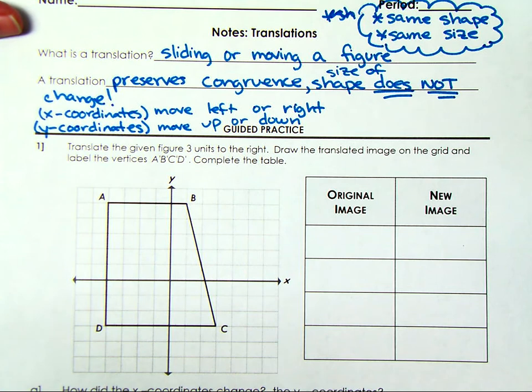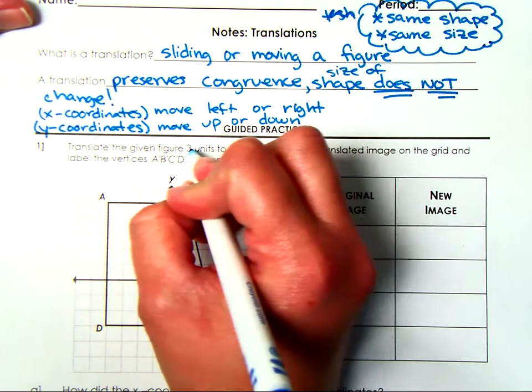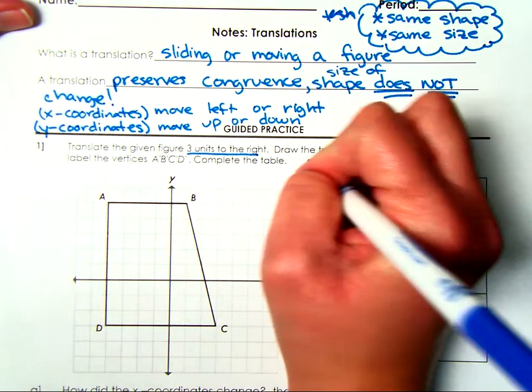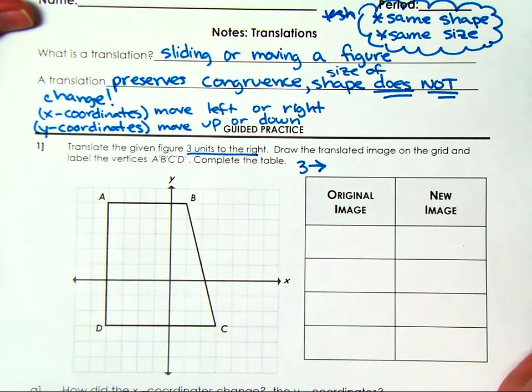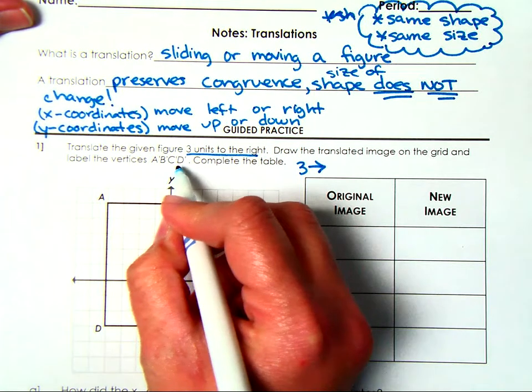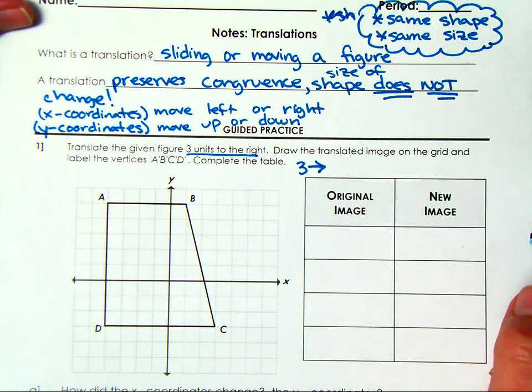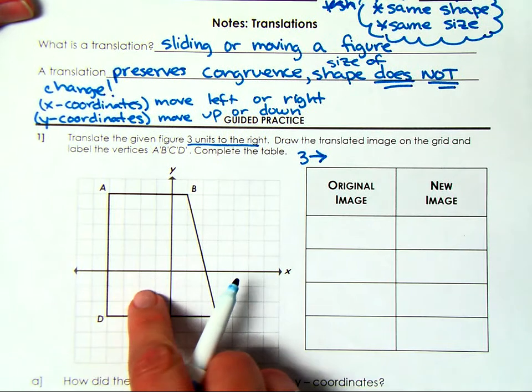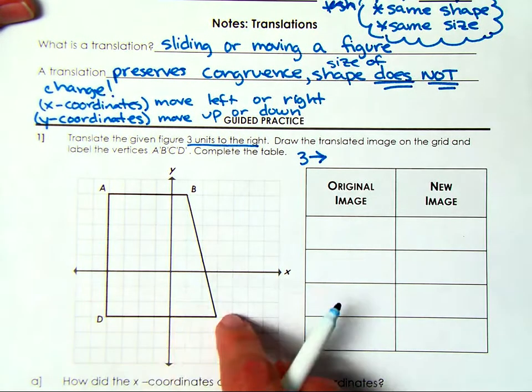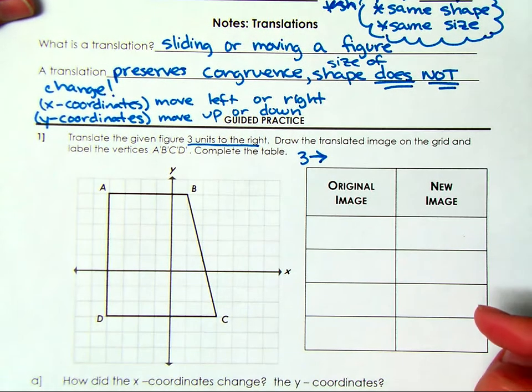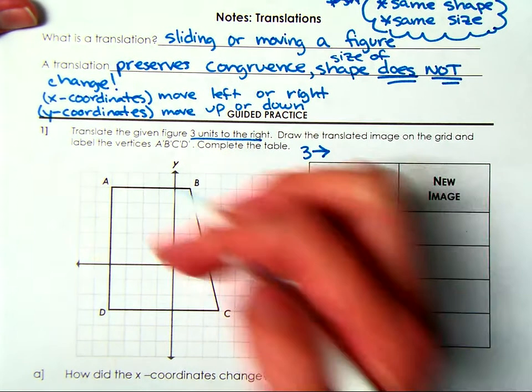So the first one says translate the given figure 3 units to the right. And what I like to do is I like to draw 3 and then my arrow to the right. Draw the translated image on the grid and label the vertices A prime, B prime, C prime, D prime. Then we're going to complete that table. So here's my original image because we don't have those apostrophes to represent prime. So we know this is my new image. So I'm going to start with A.